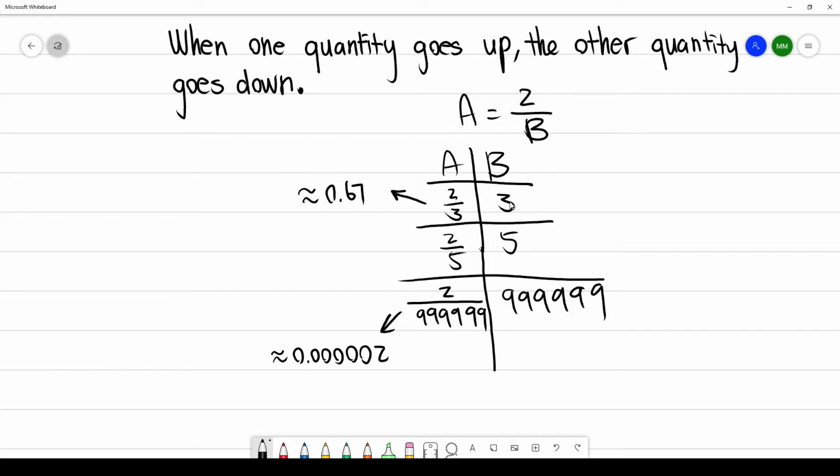So when b is small, originally a is 0.67. When one quantity goes up, the other goes from 0.67 to this really small number. It goes down.